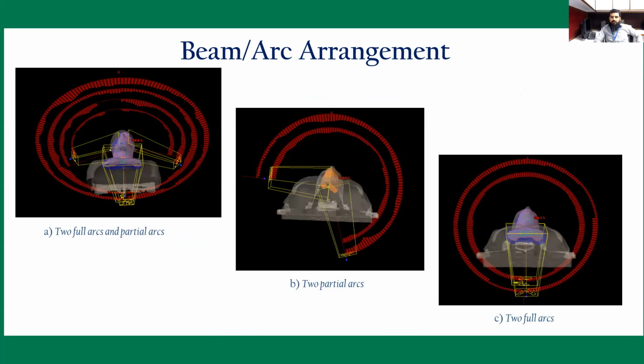This is the view of the arcs which are defined. In picture A, two full arcs are used in the upper portion of the tumor, and below, where we have the shoulders, partial arcs were introduced by avoiding the shoulders. Now, depending on the size and location, in picture B you can see we have introduced two partial arcs depending on the shape of the PTV, or you can use two full arcs again by avoiding the shoulder structure.